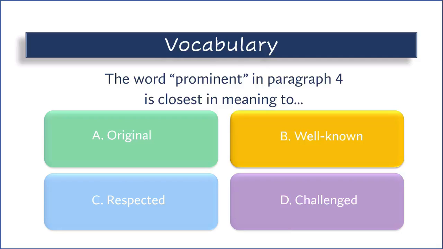Prominent is a synonym for well-known. If you don't know what this word means, you can try to use the context of the passage to help you figure out the answer. Why would the passage discuss Gardner's theory and not others? This is because it is the most well-known theory.